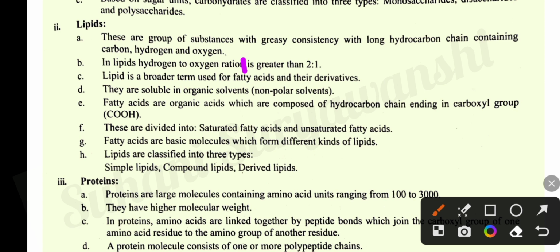Fatty acids are organic acids composed of a hydrocarbon chain ending in a carboxyl group, that is COOH, and these are divided into saturated fatty acids and unsaturated fatty acids. Fatty acids are basic molecules which form different kinds of lipids. Different kinds of lipids are simple lipids, compound lipids, derived lipids, etc.